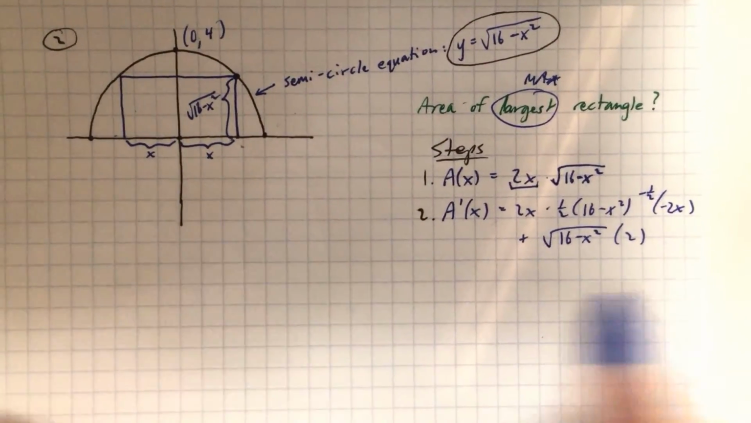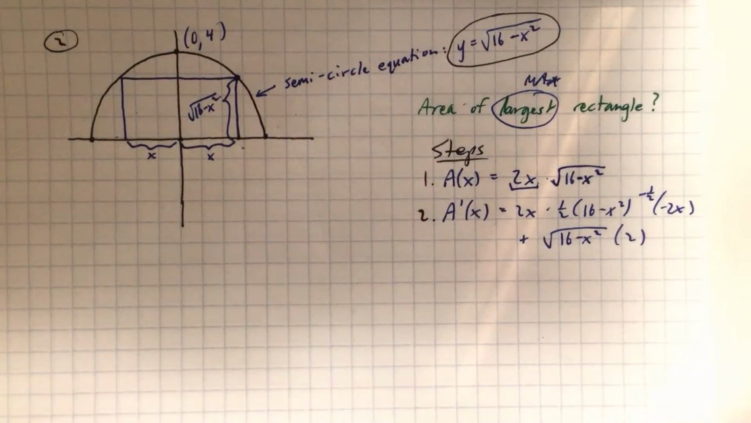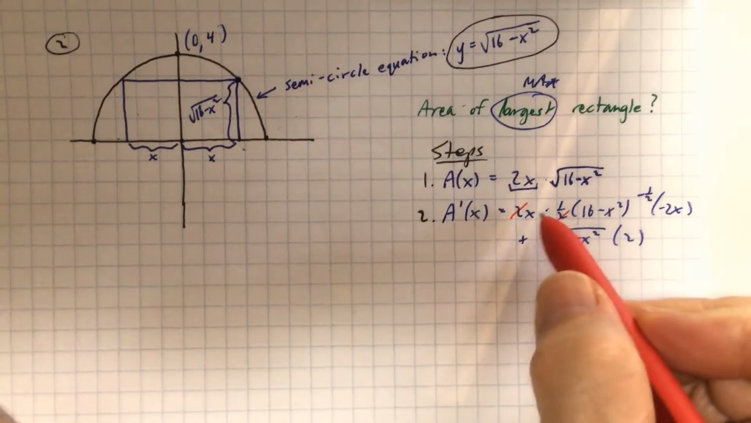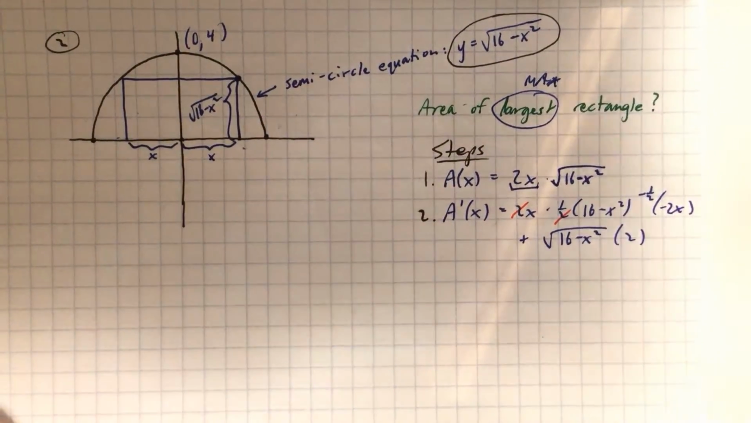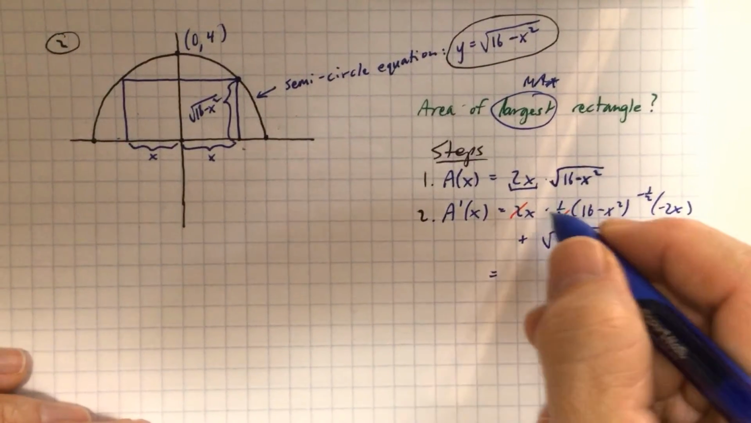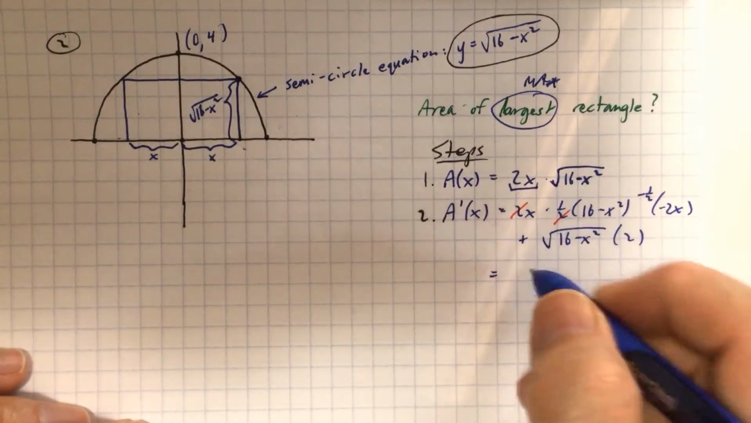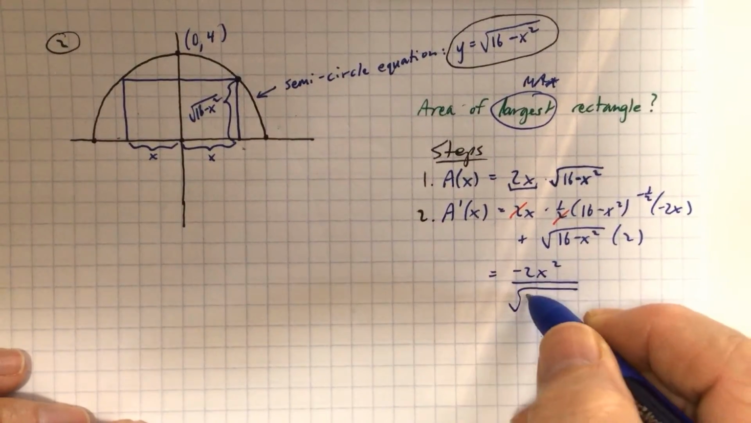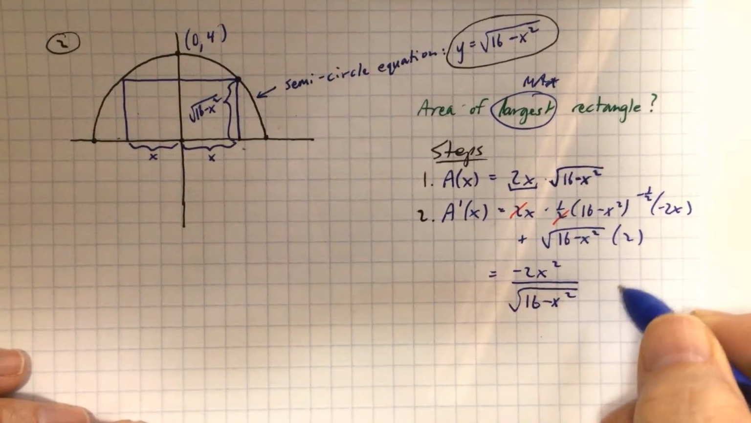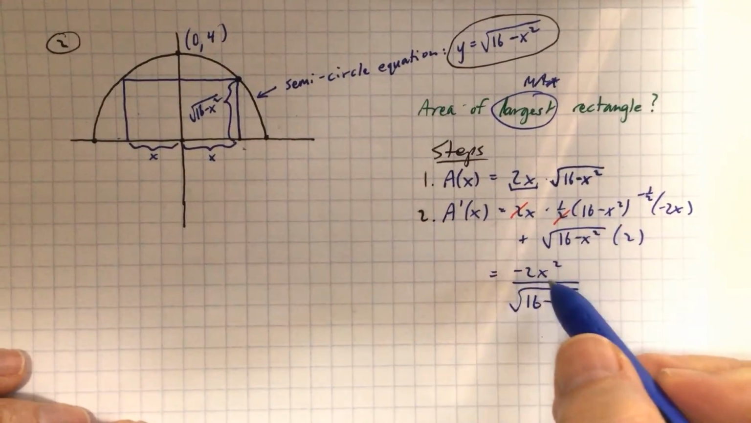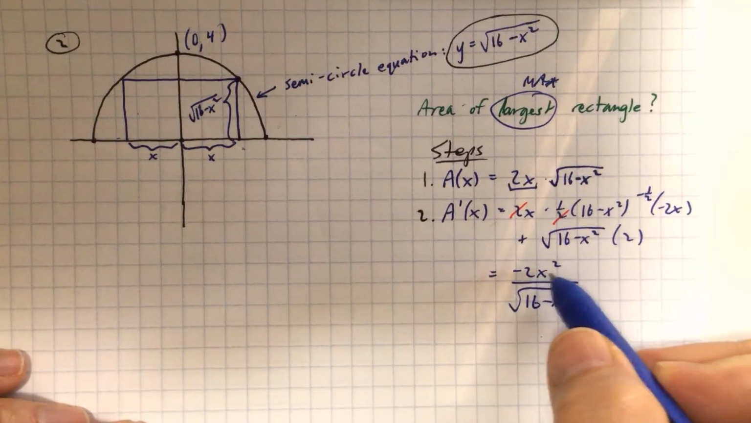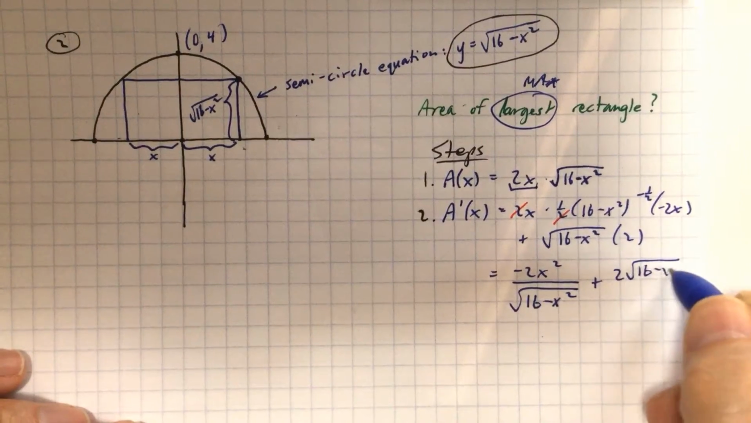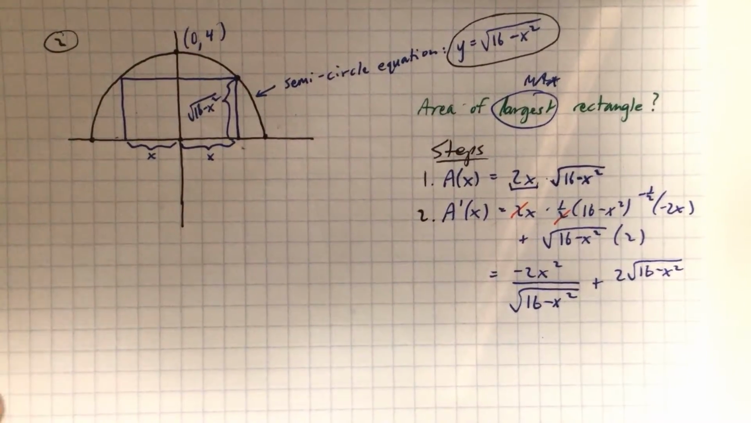It's a very complicated looking derivative right now, but let's see if we can simplify it a little bit. The 2's are going to cancel. We have this x here, and we have this negative 2x here, so we end up getting negative 2x squared up on top, and down on the bottom we have radical 16 minus x squared. That's the first thing. And then we have a plus 2 times the square root of 16 minus x squared. It's still more complicated than we want it.